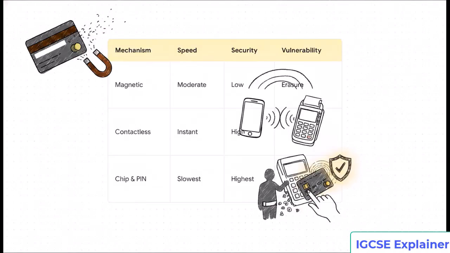Then you have contactless tap and go. It is instantly frictionless, but that speed inherently introduces a small unique risk, proximity theft. Someone with an active reader basically just has to stand uncomfortably close to you to skim your card.